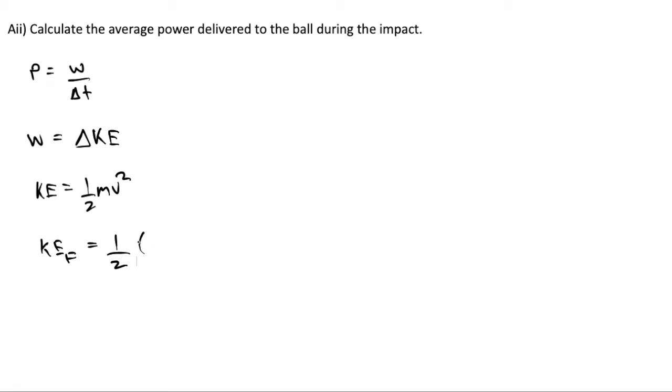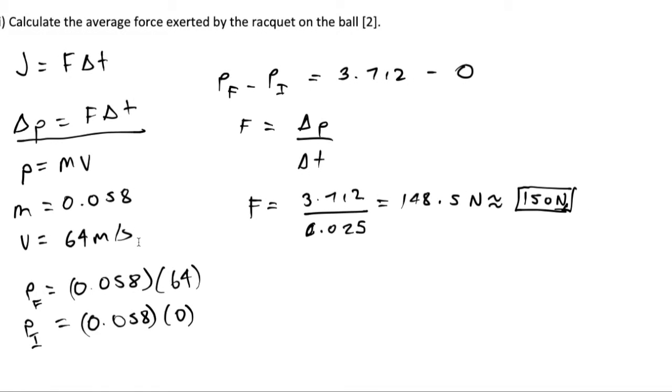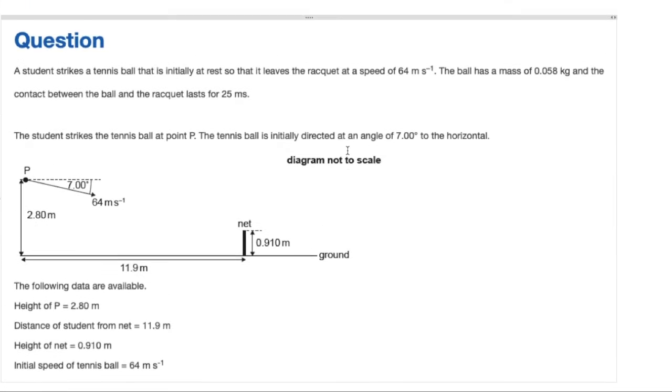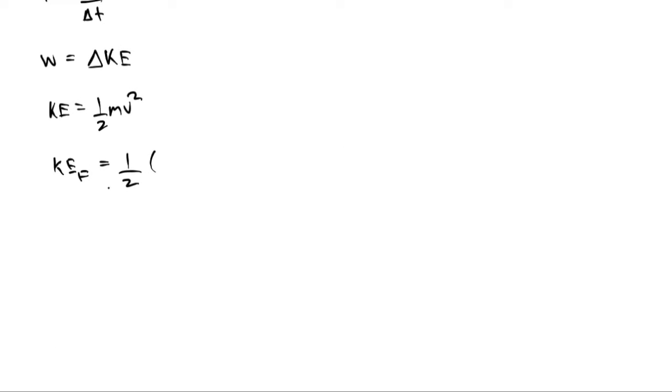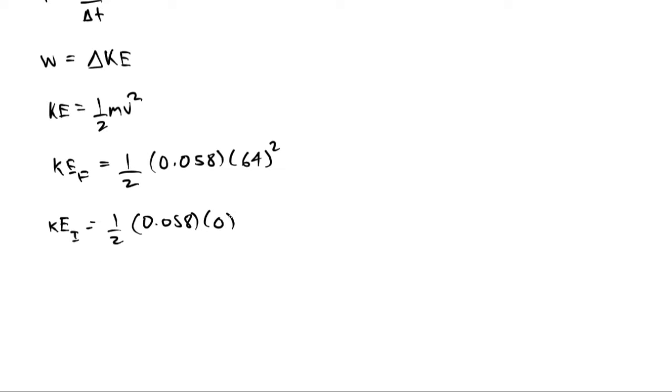The mass we know is the mass of the ball, 0.058 kg, into 64 square, as that's the velocity. The kinetic energy initial is half, again the mass is the same, 0.058, into 0 square, since the ball was initially at rest, so that just equals 0.